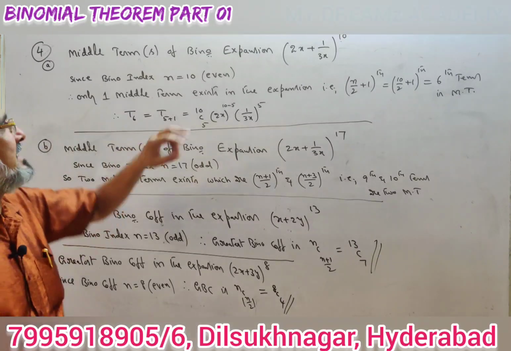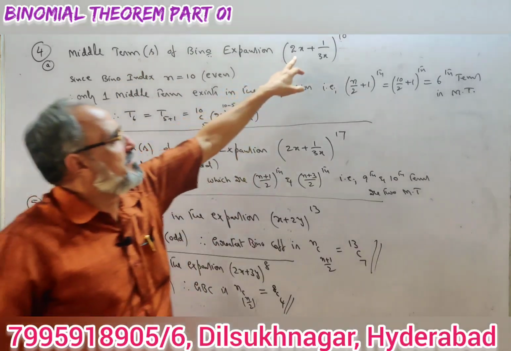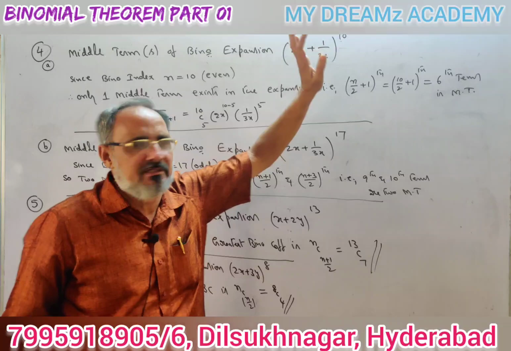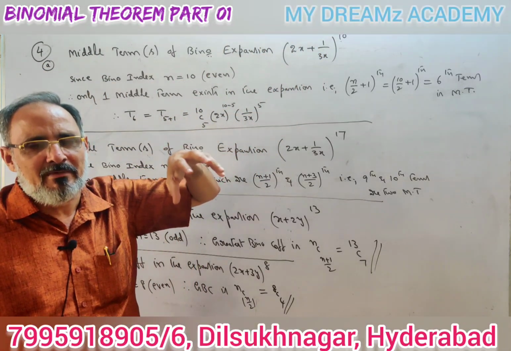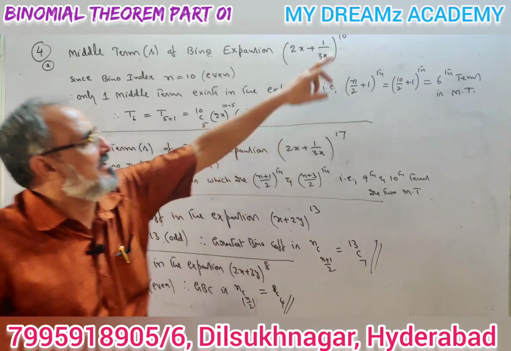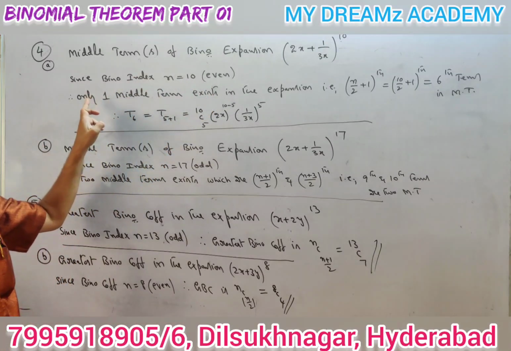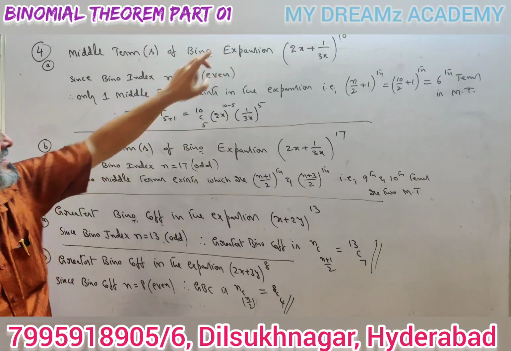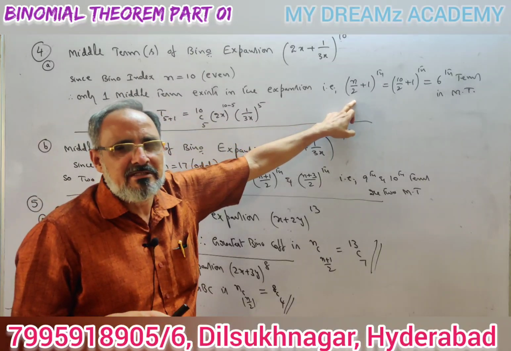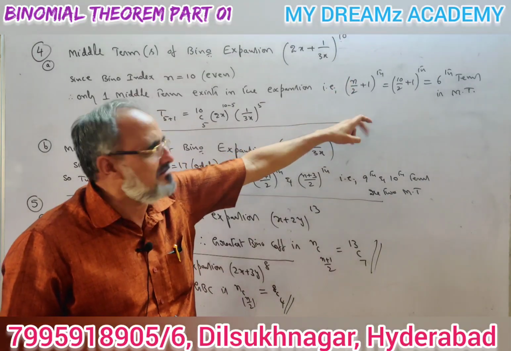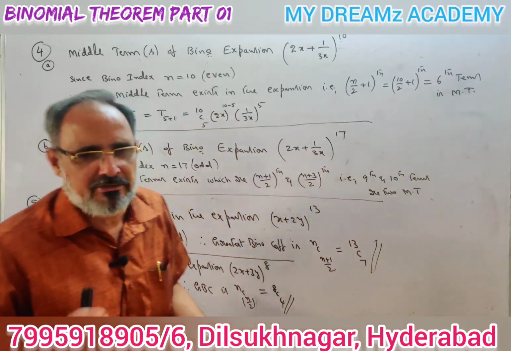Yes, next one more design: if you want to find the middle term of the binomial expansion, suppose the expansion is (2x + 1/(3x))^10. Everything I am starting in this binomial video, the index is the main criterion. The binomial index is 10, which is an even number. When the binomial index is even, only one middle term exists in that expansion, which is the (n/2 + 1)th term. So n/2 means 10/2 plus 1, the 6th term is the middle term.